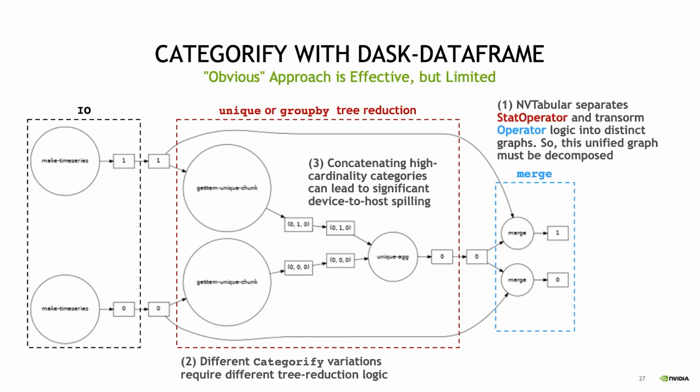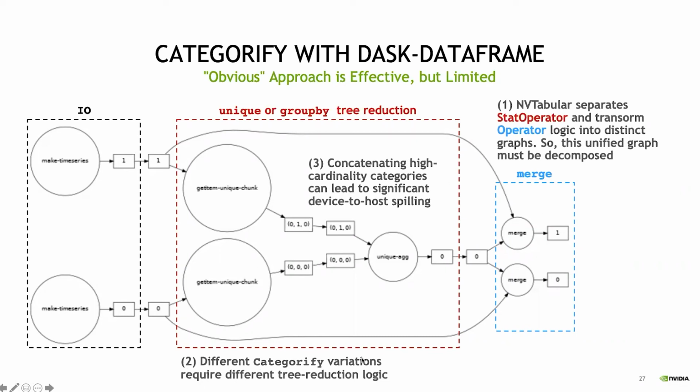Besides the fact that we typically need to do this for many columns, not just one column, there are a few problems with this. First of all, I just stated that NVTabular requires us to separate the statistic operator graph from the transform operator graph. I haven't really said this, but it's mostly for memory pressure purposes. Notice that this is typically a much more performant way to do things, but nevertheless, it is the requirement for NVTabular. So how do we separate these two? We can't do it like this.